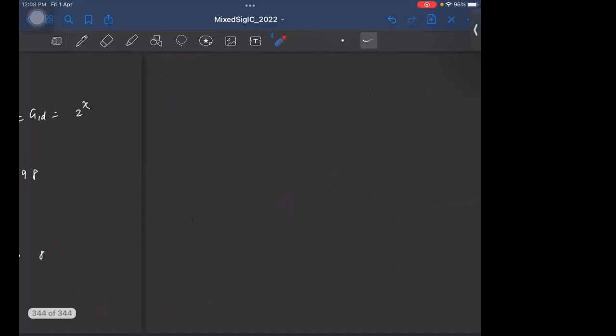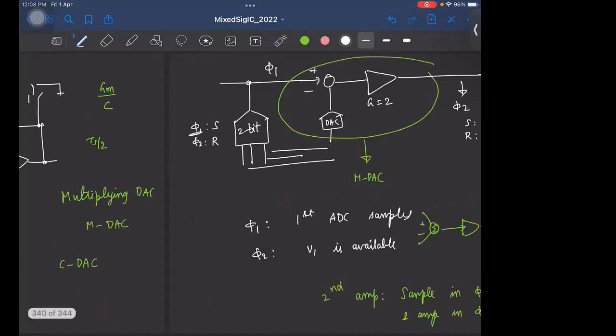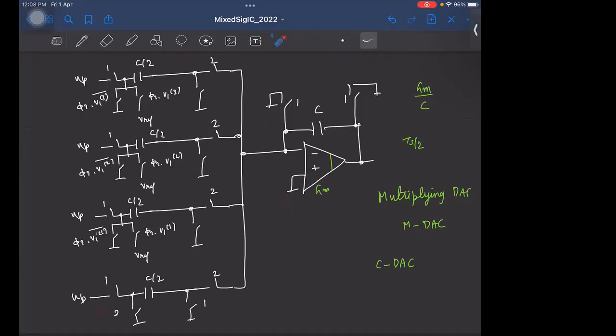So now, okay, let's look at the circuit again. So this is in particular for a 2-bit case, right? When the front-end ADC is a 2-bit ADC. Now, by looking at this, can you tell me how many such switch capacitor branches will be there if the front-end ADC was a 3-bit ADC? How many? Sorry? 8. Why 8?